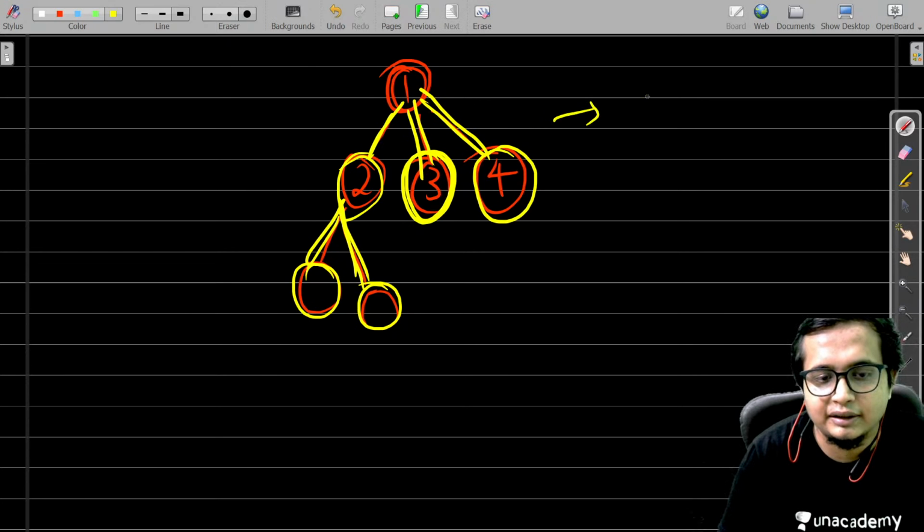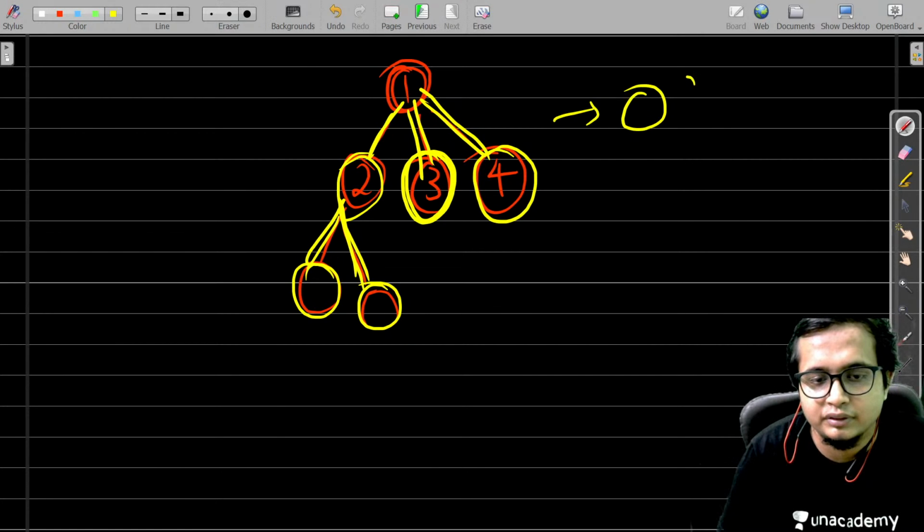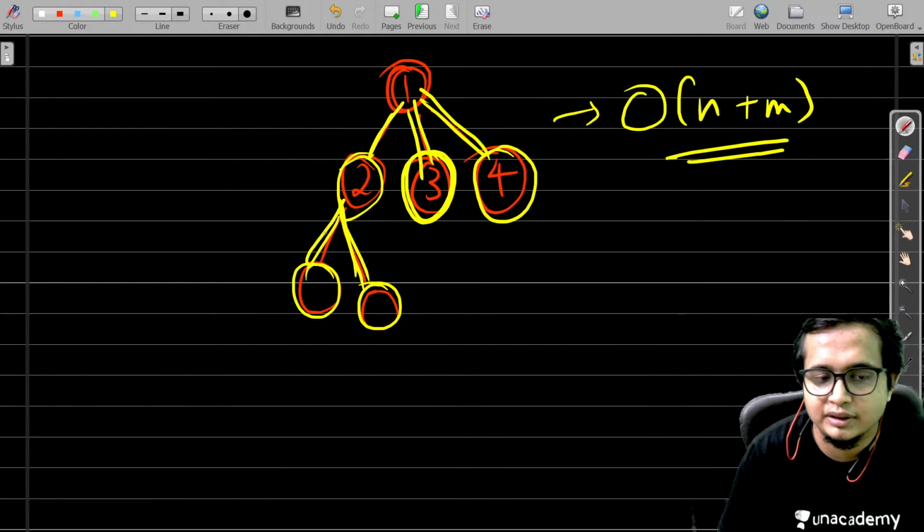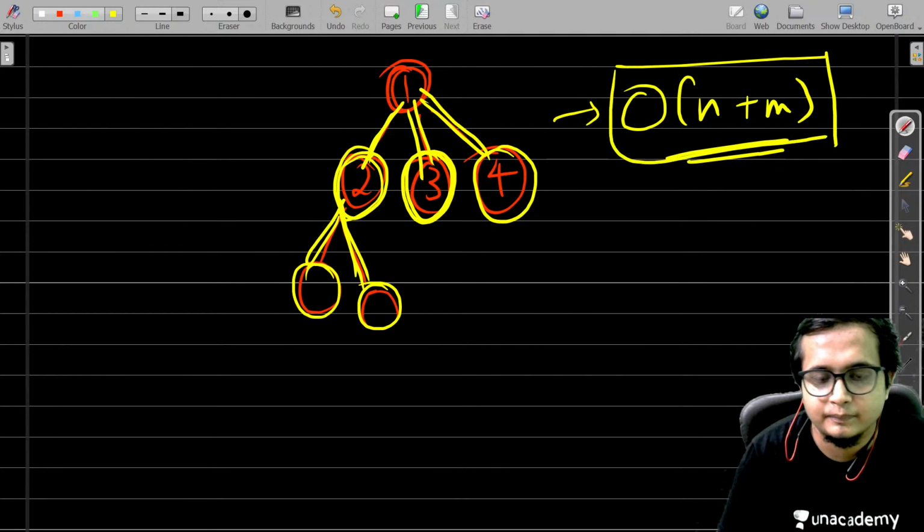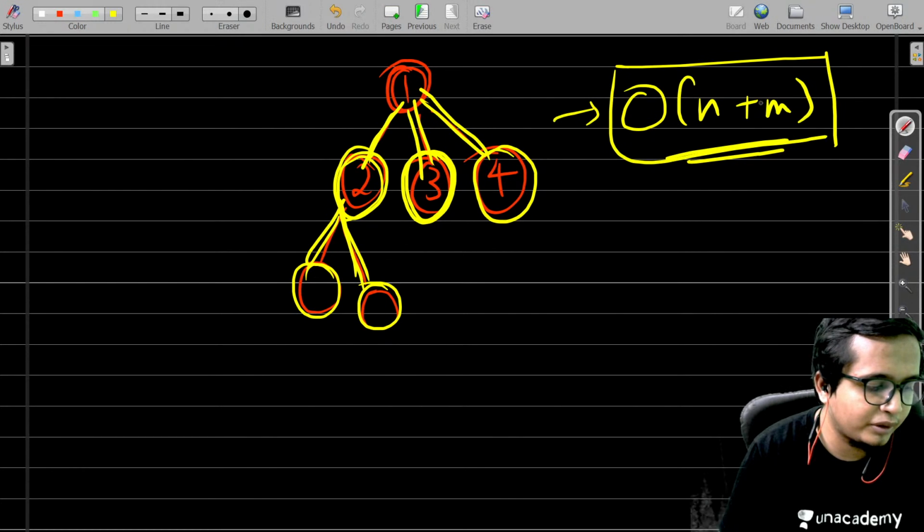So you can see that we are only visiting n nodes and m edges, right? We are visiting each edge twice actually. Once when I go over here, and then when I come back over here. So that is why it is O of n plus m. Is it clear to you now?